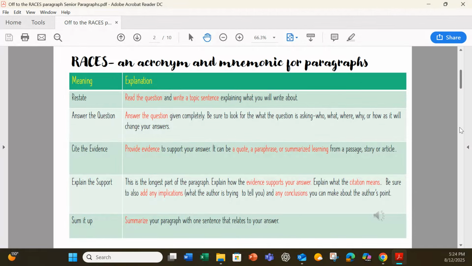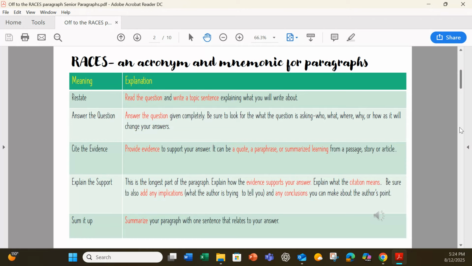Restate means that you read that prompt, you read that question, and then you have to write a topic sentence that every paragraph needs. And that topic sentence is going to explain what you are going to write about. Next, you need to answer that prompt, the question the teacher gives you. Be sure to look for directive words like who, what, where, why, or how, as it often changes your answer.